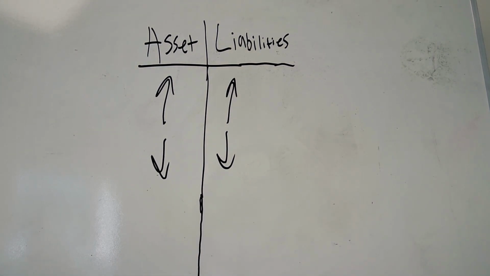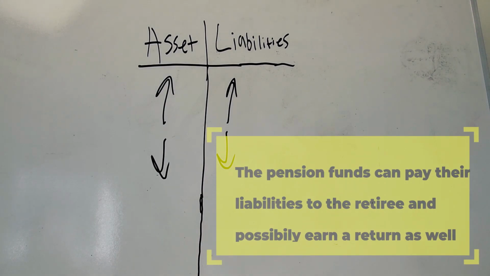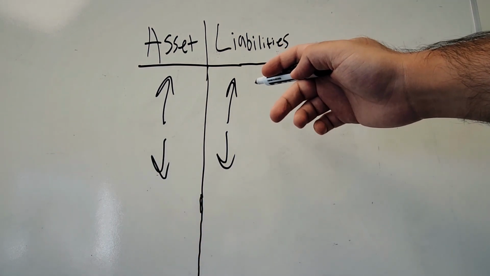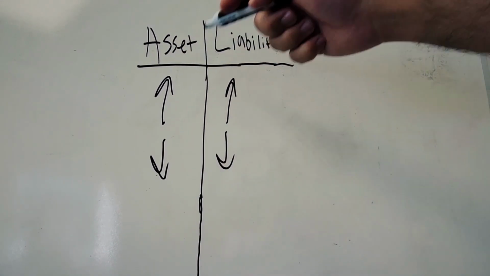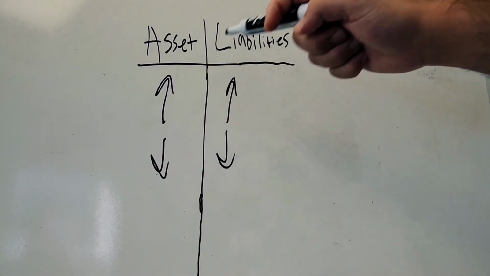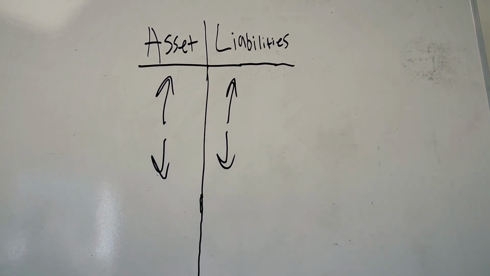And they do this so that the pension funds can either pay their liabilities to the retiree and possibly earn a return as well. So if your liabilities are going up, your assets should also go up as well. And if your liabilities are coming down, it will match it with the assets, and the assets come down so that they're in tandem together and they're not affected by too much of the market volatility.